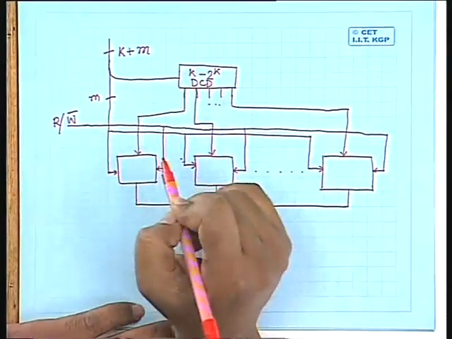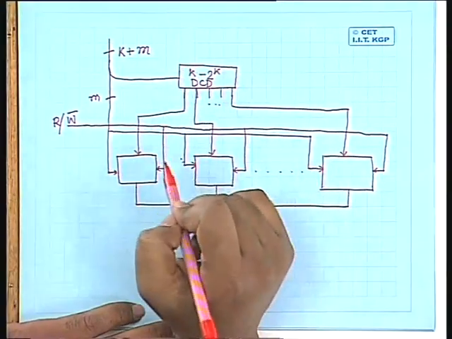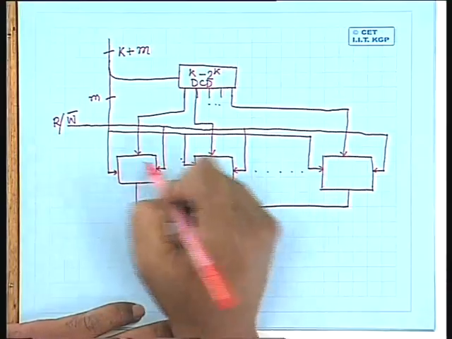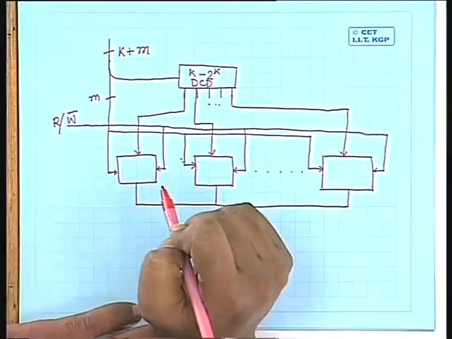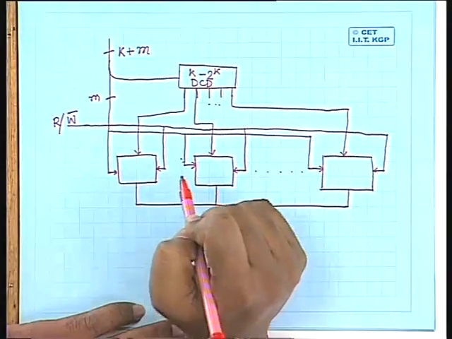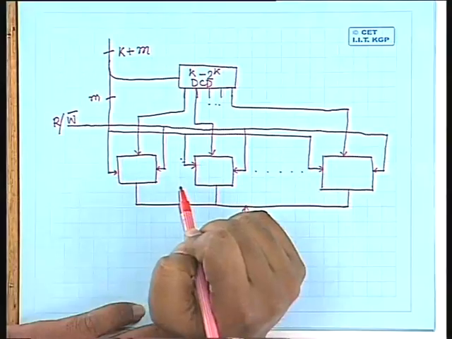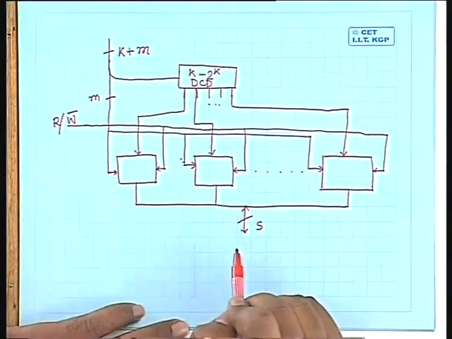Now if this K is large, the decoder complexity will also be very large. But we have already seen, when we discussed the row column decoder in case of a memory chip, that the only purpose of dividing a single decoder into two decoders is to reduce the decoder complexity. A similar concept can also be used in case of a memory board.